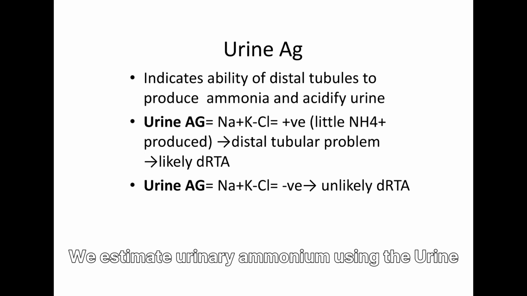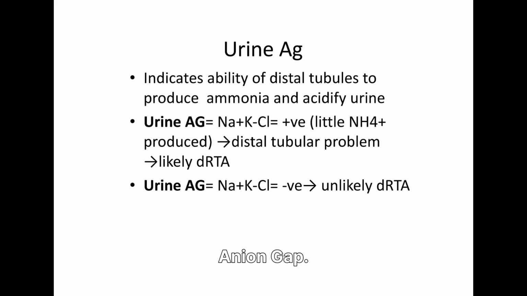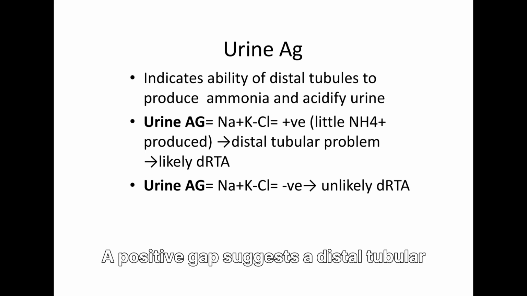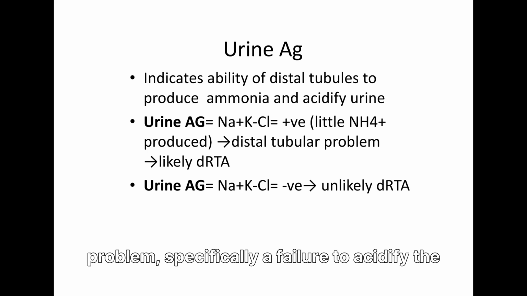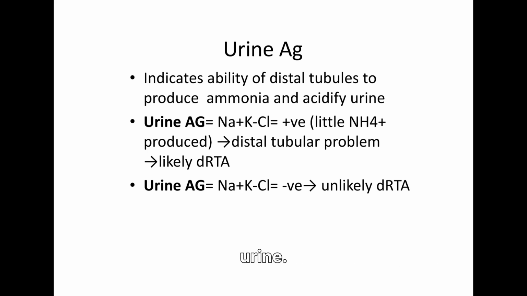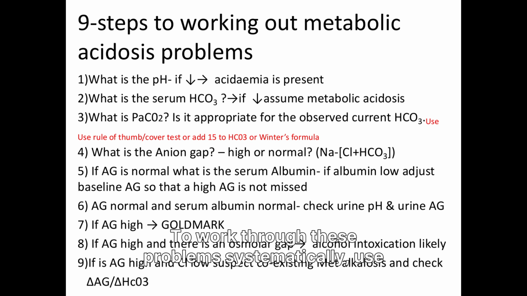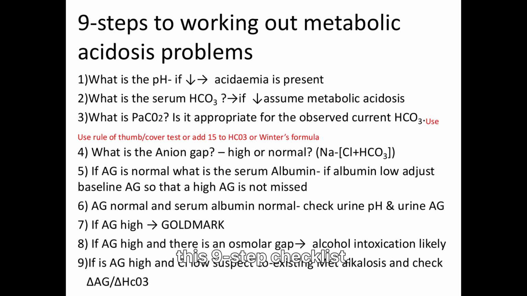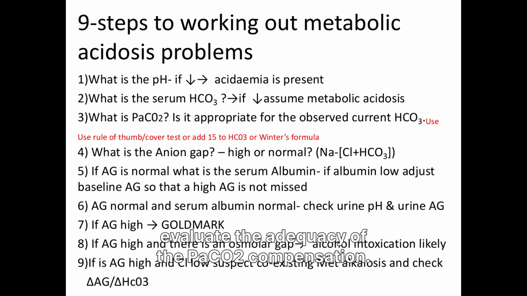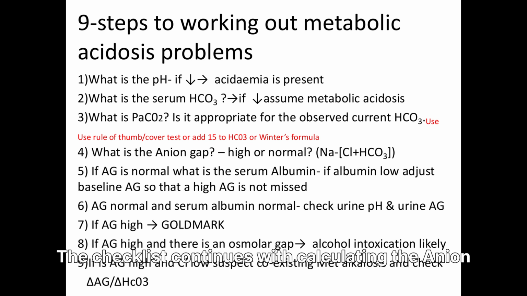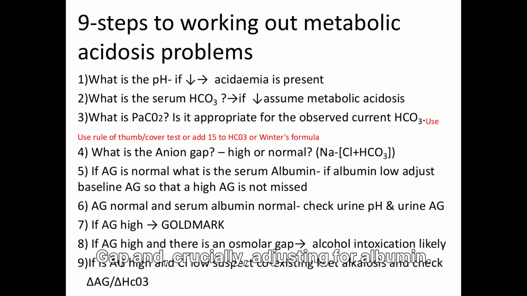We estimate urinary ammonium using the urine anion gap. A positive gap suggests a distal tubular problem, specifically a failure to acidify the urine. To work through these problems systematically, use this 9-step checklist. Start with pH, check the bicarbonate, and evaluate the adequacy of the PaCO2 compensation. The checklist continues with calculating the anion gap and, crucially, adjusting for albumin.